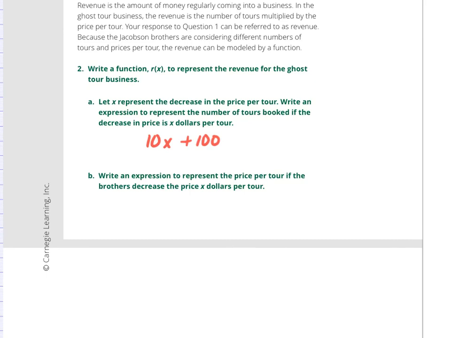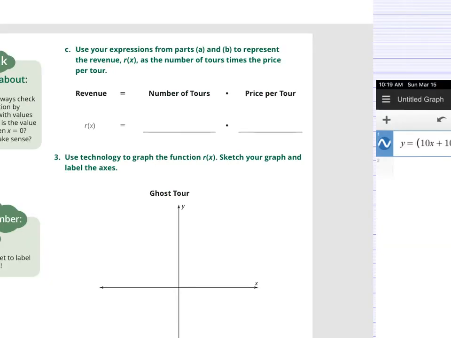Write an expression to represent the price per tour if the brothers decrease the price X dollars per tour. So they're starting off paying $50, and we're going to knock off money, so I'm going to subtract, but we don't know how much we're knocking off yet, so I'm going to put X. So 50 minus X.